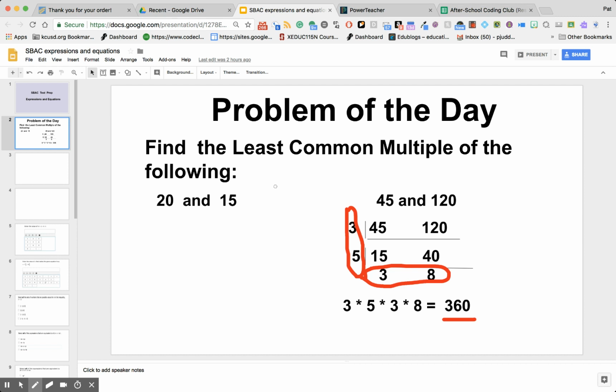And what I want you to keep in mind is you do not decide to change your seat. If you do not have a partner sitting next to you, the substitute will tell you where you can move. You do not make that determination yourself. So if you have already gotten out of your seat to go sit by someone else, go back to your seat and wait for directions. 1 minute and 30 seconds, finding the least common multiple of 20 and 15. Go.